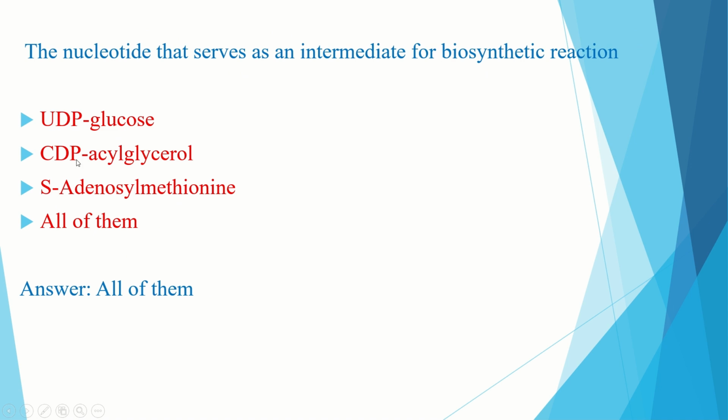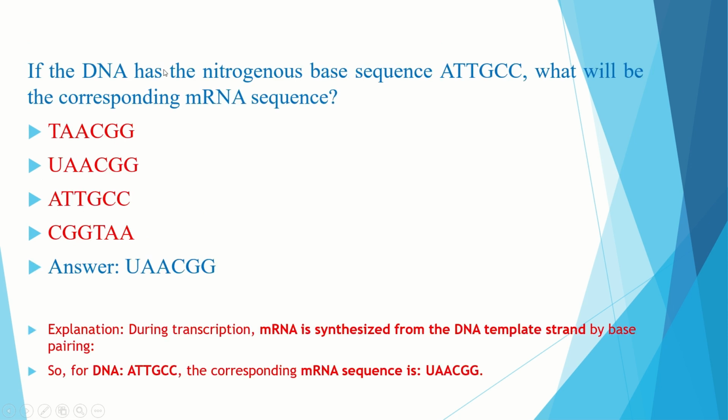UDP glucose, CDP acylglycerol, S-adenosyl methionine, all of them. Answer is all of them. If the DNA has the nitrogenous base sequence ATTGCC, what will be the corresponding mRNA sequence?